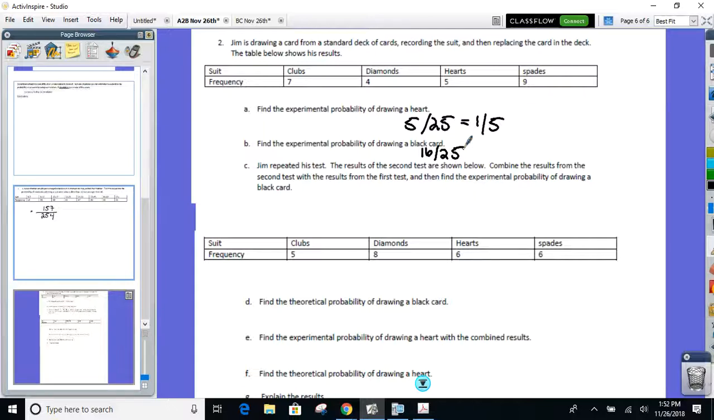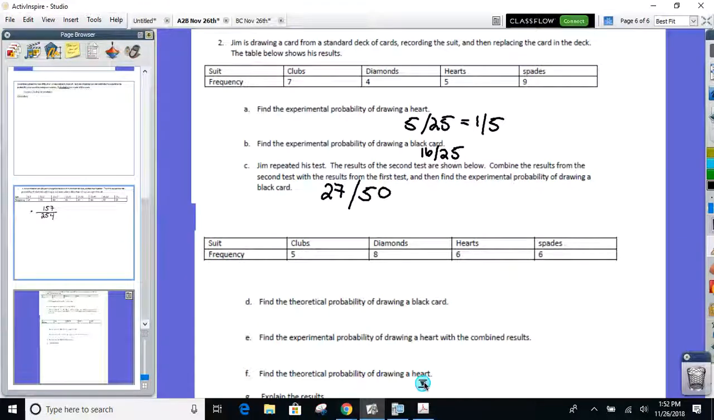Jimbo did another one. Now, please combine his results. Experimental probability of drawing a black card now when you combine them. So add up all the clubs and the spades now. He's got 2 experiments now. He's going to combine the results. How many black cards does he have now? 27. No longer out of 25, but anybody add all of them up? Should be out of 50. Yep.